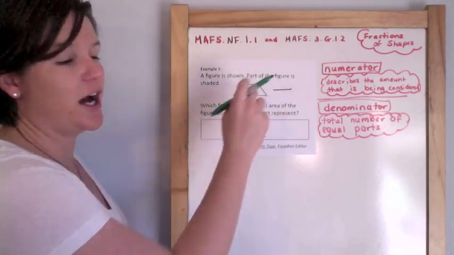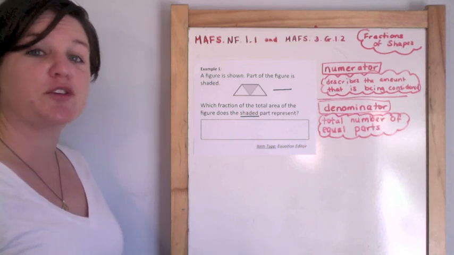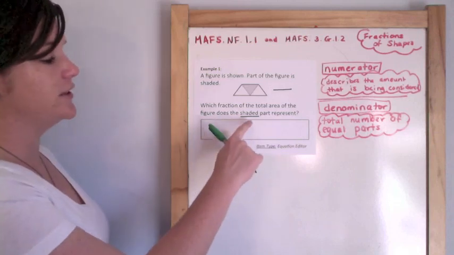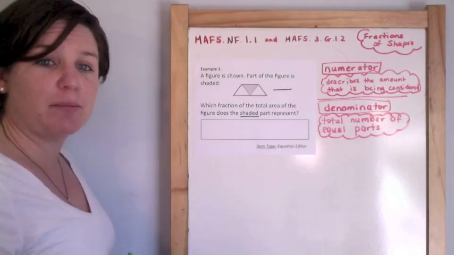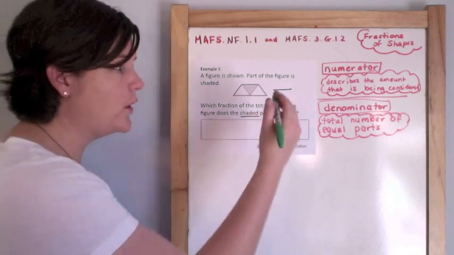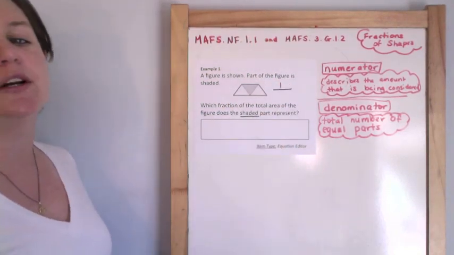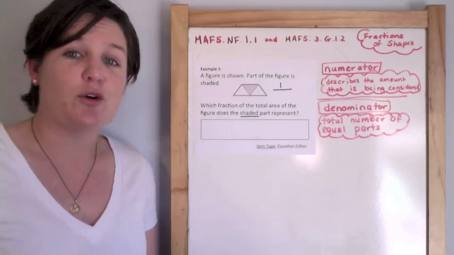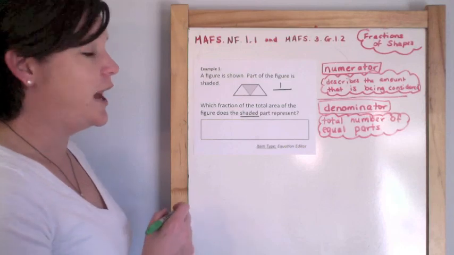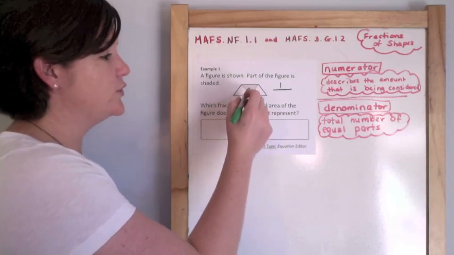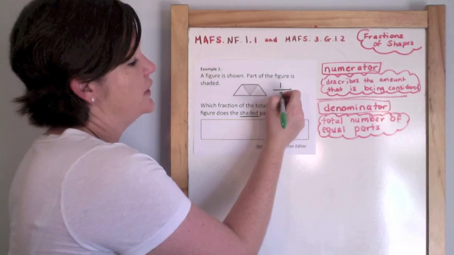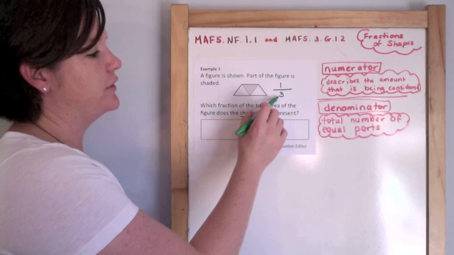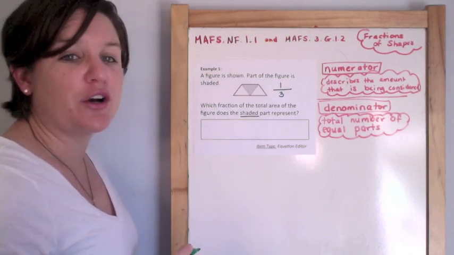So the number on top is the numerator. It describes the amount that is being considered. So what the question is asking me to consider is the shaded part. And how many shaded parts do I have? I have one shaded part, so that's my numerator. And when you jump down from the fraction bar, denominator, that's the total number of equal parts. How many equal parts are there? There are 1, 2, 3 triangles that are equal, so 1 out of 3 is shaded, or 1/3 is shaded.